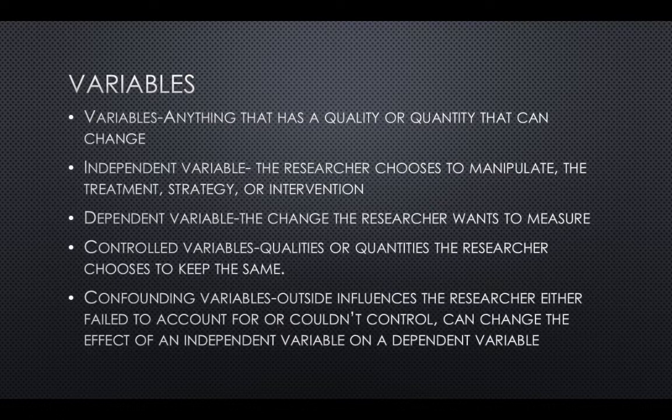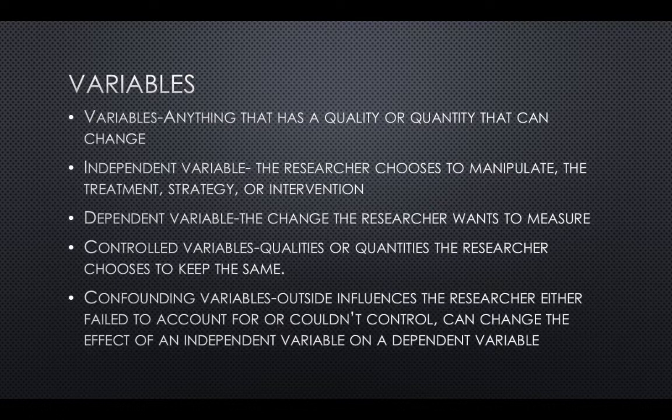The dependent variable is the change the researcher wants to measure. The independent variable is believed to have an effect on the dependent variable. So I have the power to manipulate the independent variable, and that measure will depend on what I chose to change. Controlled variables are qualities or quantities the researcher tries to keep the same.